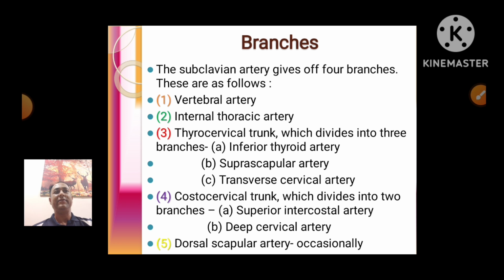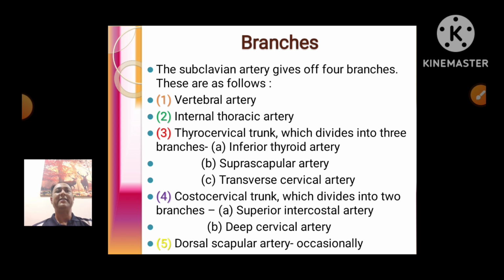Subclavian artery gives off 4 branches. This can be asked as a one-liner also: write down or enumerate the branches of the subclavian artery. So mainly it has 4 branches: the vertebral artery, internal thoracic artery, thyrocervical trunk and costocervical trunk.